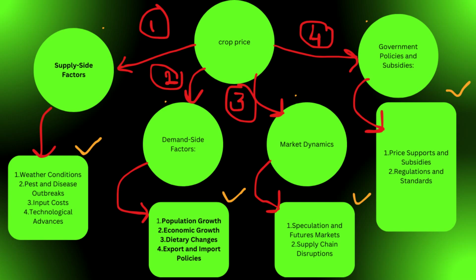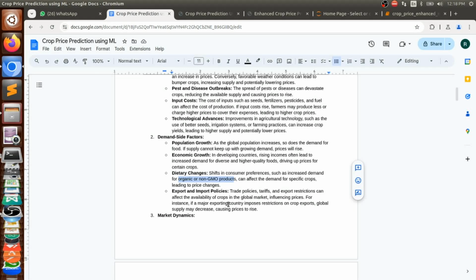Export and import policies. So these export and import policies will impact a lot on the global market mainly, you can see here, and it will directly influence the prices within the country and outside the country, because a lot of things that are being grown in a country will be moved to some other countries, that is exported a lot. So if there is any change in their policies, it will impact the entire economy. So that directly comes to our price cost.